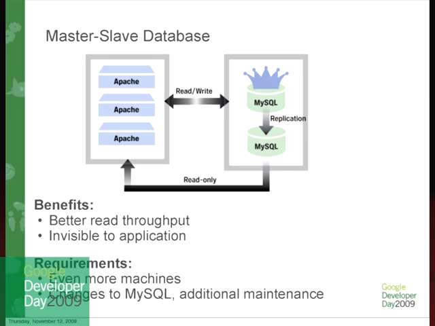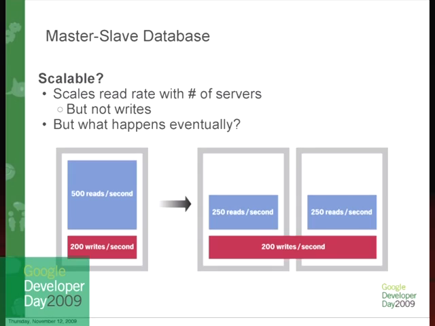So the benefit is better read throughput. You can read twice as fast or twice as much data because you have 2 database servers to read from. And it's invisible to the application, so your code in the application server doesn't have to change. But we need more machines, and now we have to configure the database for replication. So it's another task that we have to learn and administer. So how scalable is this?